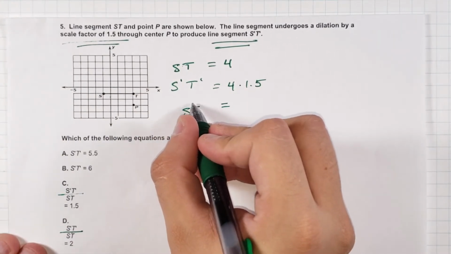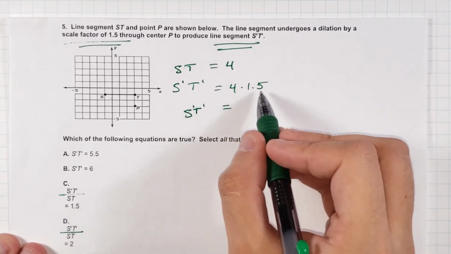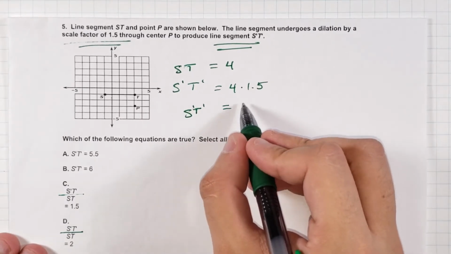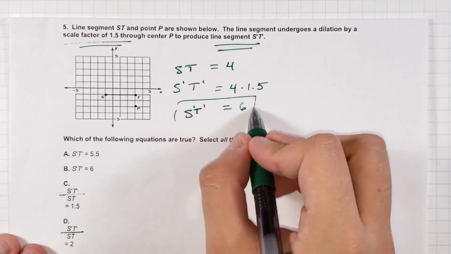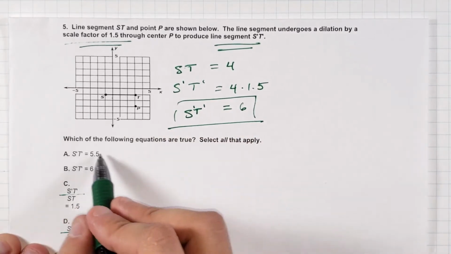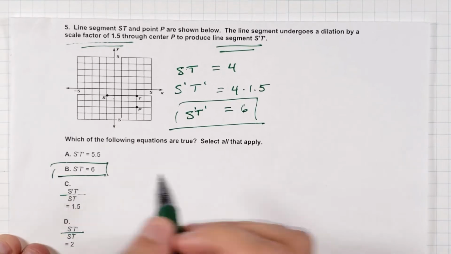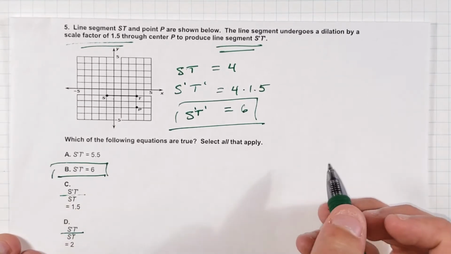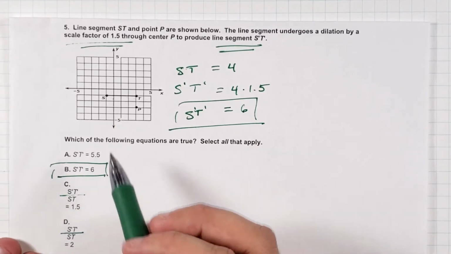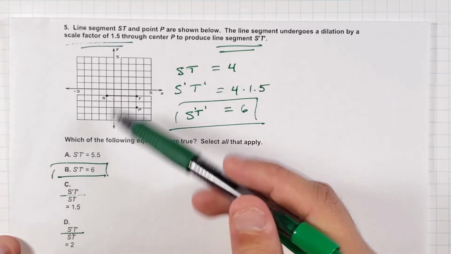And you guys are good at algebra, so 4 times 1.5 is going to be 6. All right, so we can see which of the following equations are true, select all that apply. Well, we go ahead and select S prime T prime equals 6 as one of our answer choices. And then we go here to the ratios. And hopefully you guys can see the commonality between what's going on here.